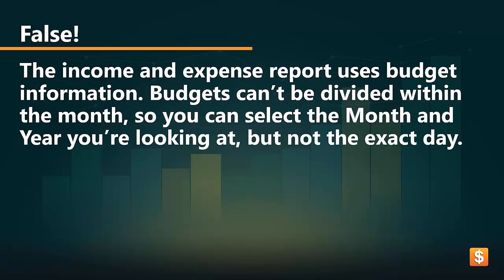And the reason why is your budget. Your budget is part of that income and expense report, and it can't be divided to give you part of a month in the budgets. That's why you can go to the month and year, but not down to an exact day. Again, most of the time with your income and expense reports, you're running those on a monthly basis anyway, so typically you just don't need to go down to an exact day.